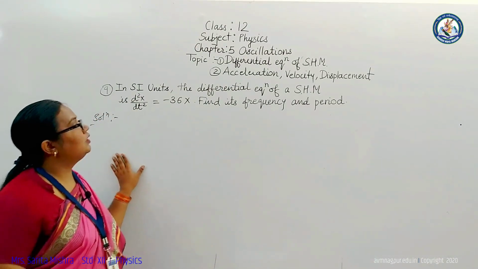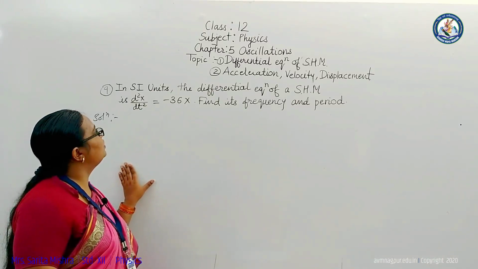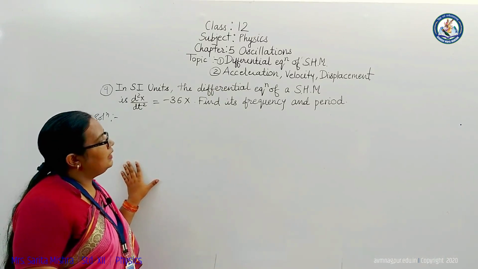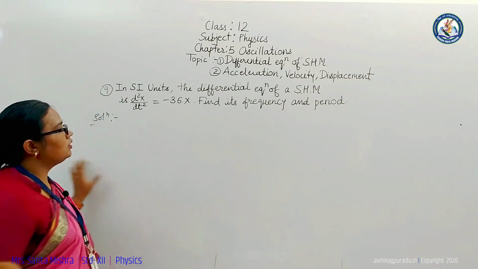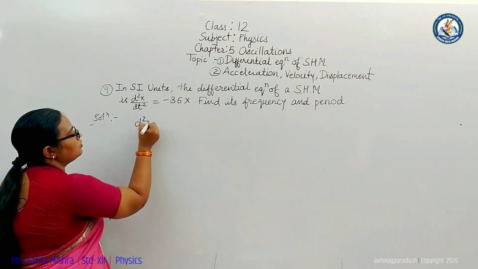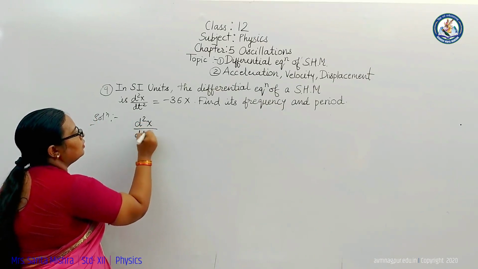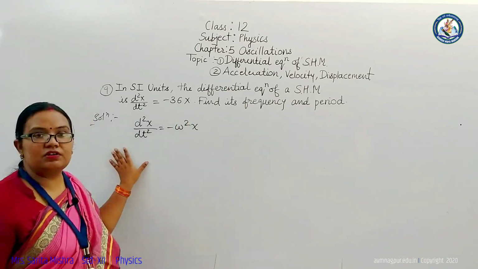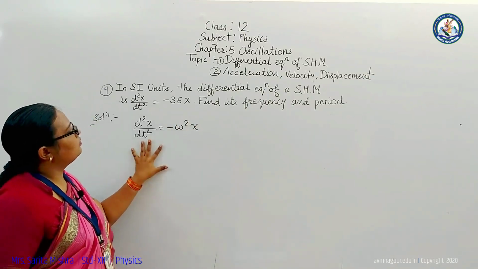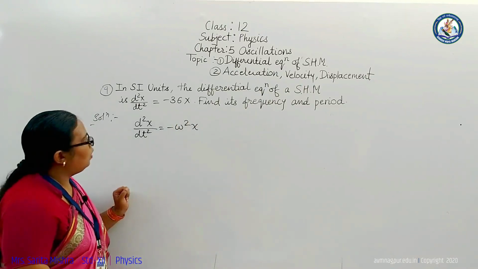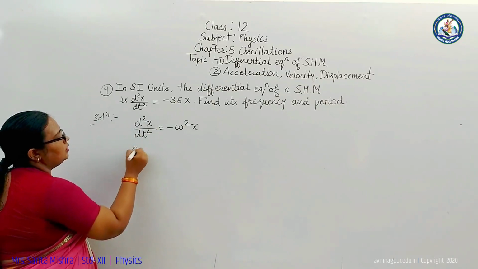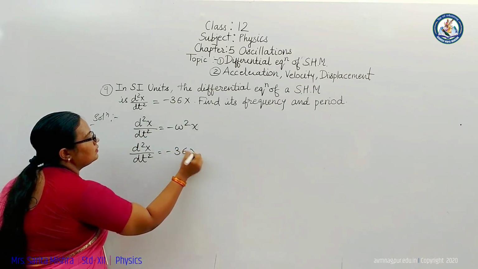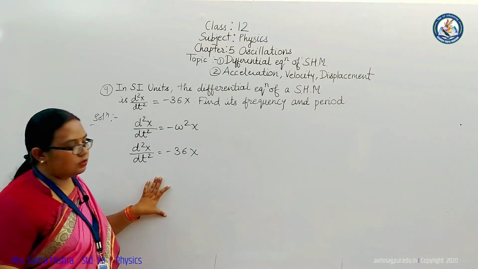In SI units, the differential equation of simple harmonic motion is d²x/dt² equals minus 36x. Now find its frequency and period. Using the differential equation of simple harmonic motion, d²x/dt² equals minus ω²x. So this is our differential equation of simple harmonic motion. Using this equation we can find frequency and period. How? Let's see. As given, d²x/dt² equals minus 36x. Now compare these two equations.